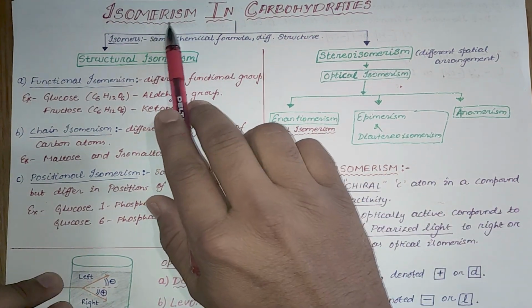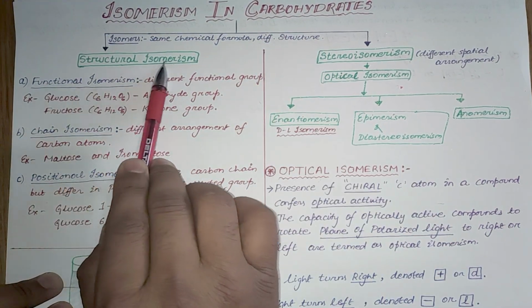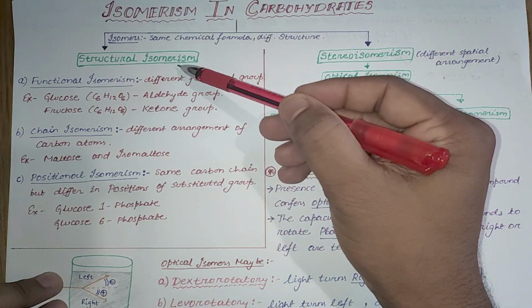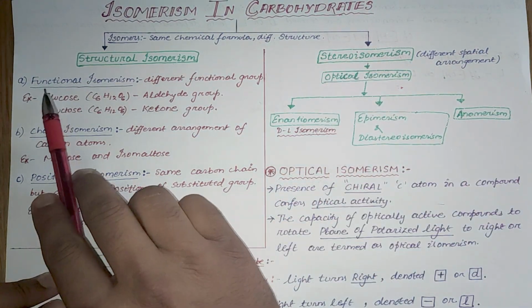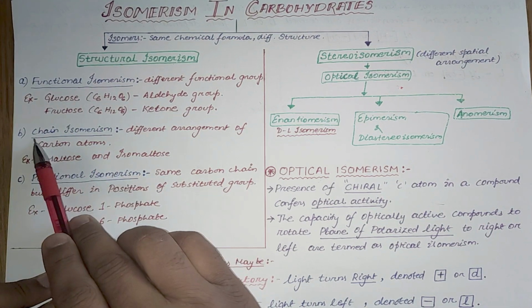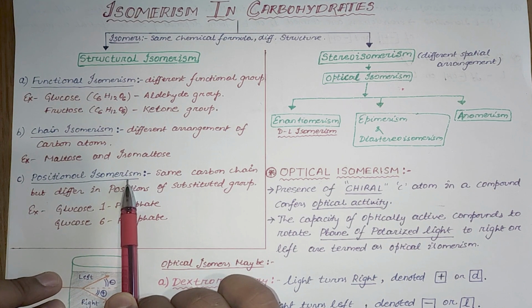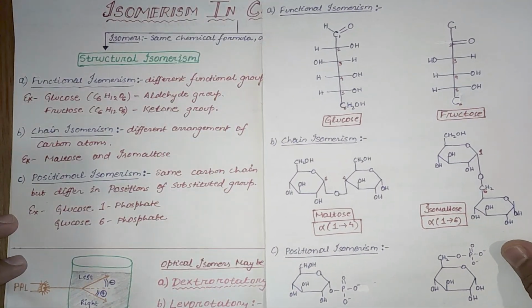There are two types of isomerism shown in the carbohydrates. They are structural isomerism and stereoisomerism. Then again, structural isomerism is divided into three types. The first one is functional isomerism, the second one is chain isomerism, and the third one is positional isomerism. What happens in these three?